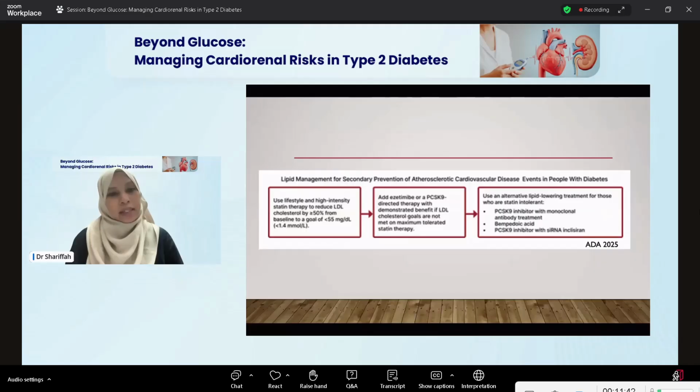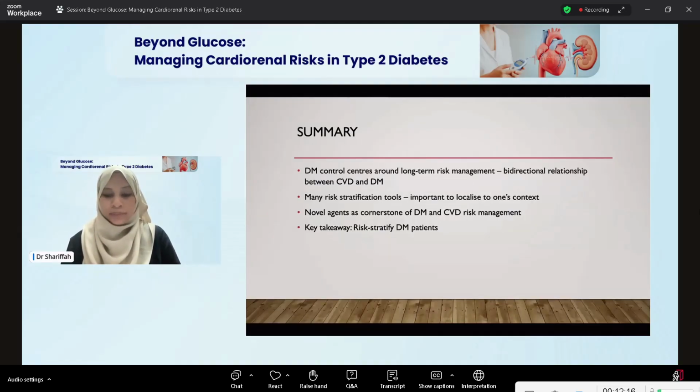The ADA guidelines also mention secondary prevention of cardiovascular disease. Once somebody already has established cardiovascular disease, how do we prevent further events? The target for cholesterol management goes down even lower to 1.4, or we have to reduce the LDL by 50%. This is done by using lifestyle management and also high intensity statins, like I mentioned earlier. And we may or may not add ezetimibe or the PCSK9 inhibitors as well to achieve this target.